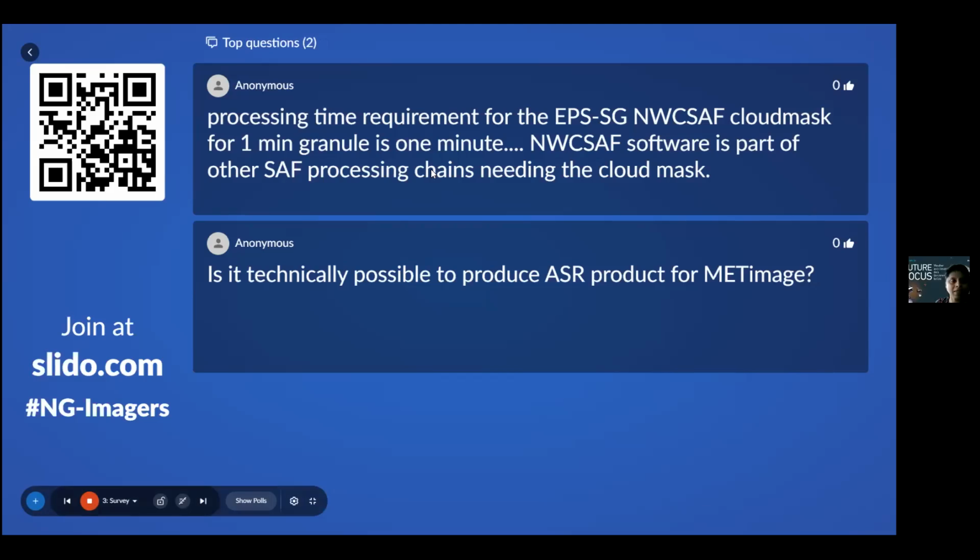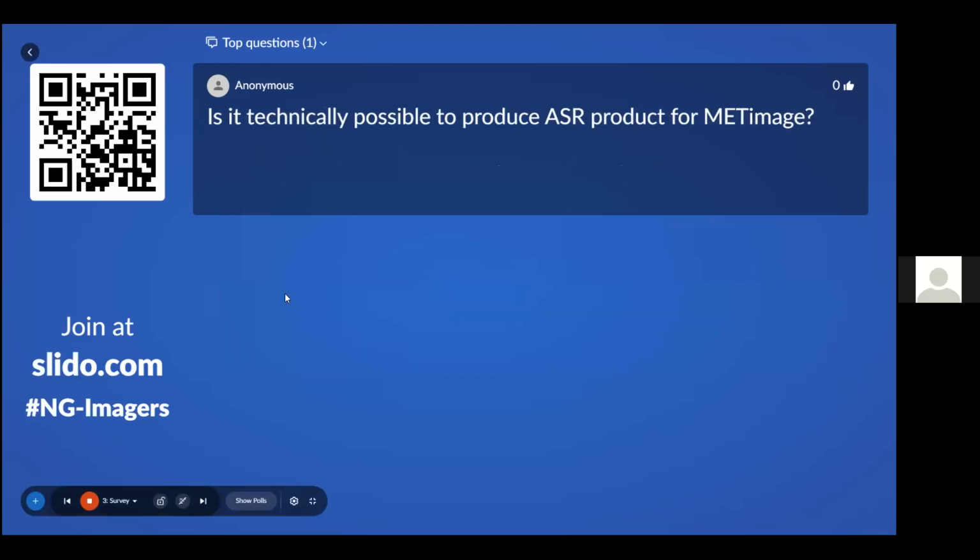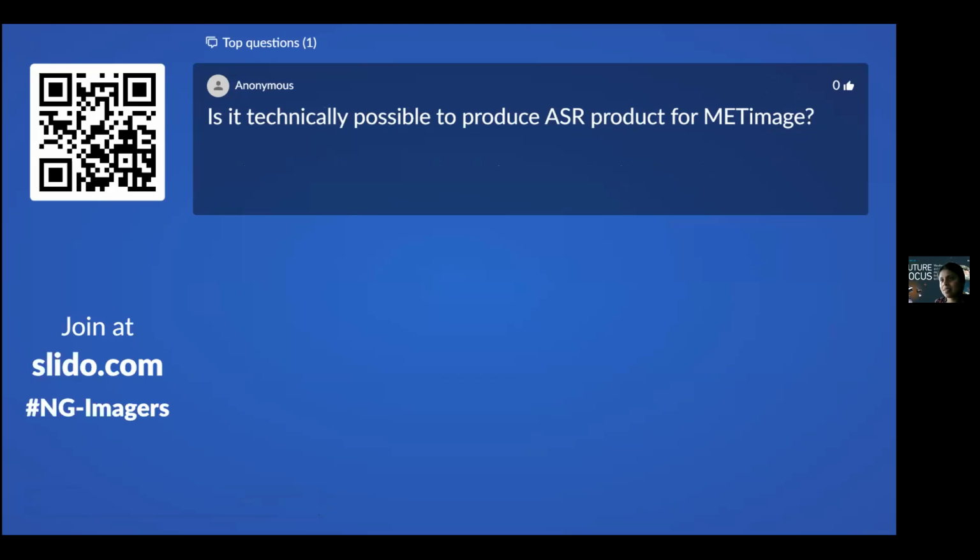Okay. Thanks, Loredana, for the clarification. Again, there's one more question. Is it technically possible to produce the ASR product for EUMETIMAGE? Who can answer that? I can answer, and yes, technically it is possible.